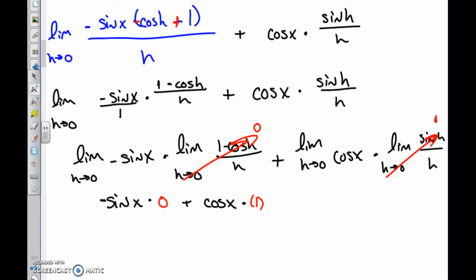And then our final answer here is anything times 0 is 0. So 0 plus cosine of x times 1, which is just cosine of x. So there's where the derivative of sine of x equals cosine of x comes from.